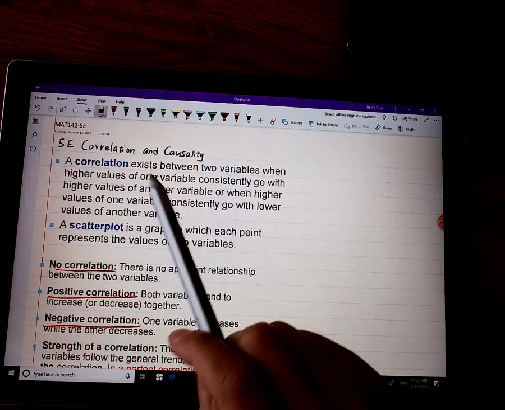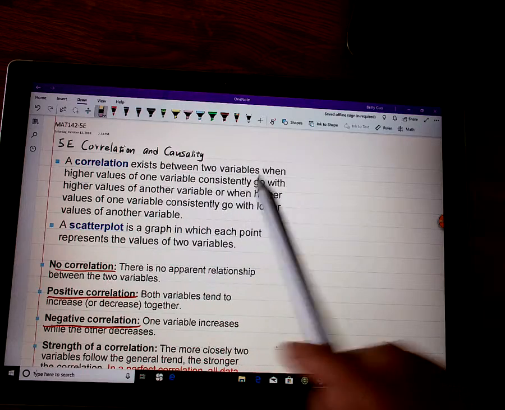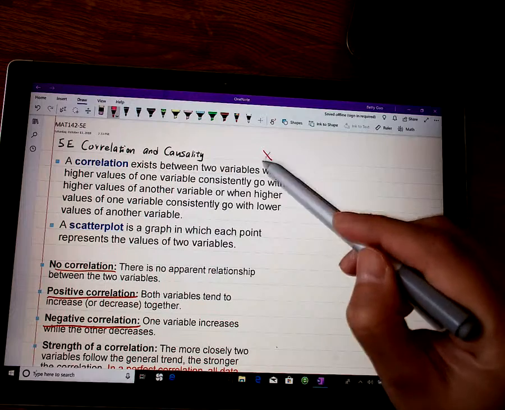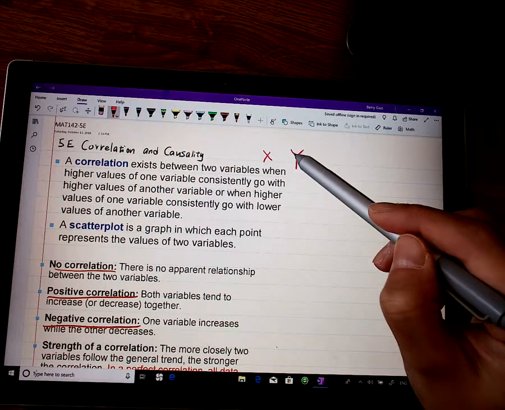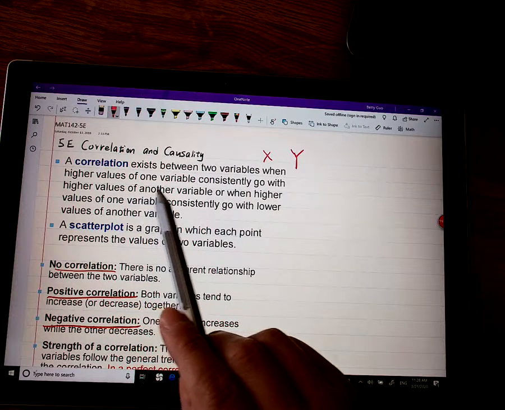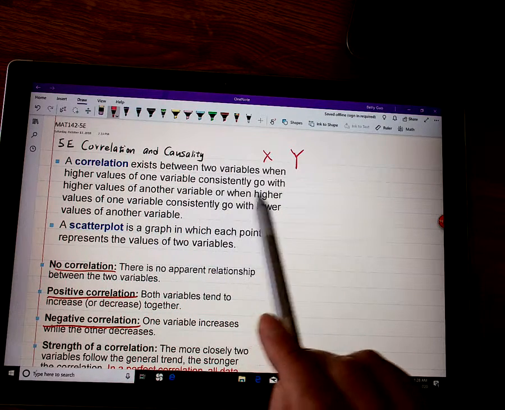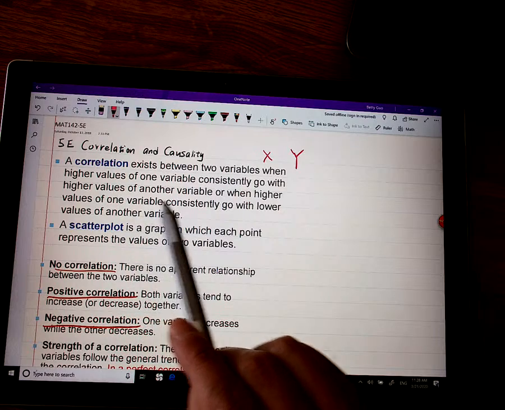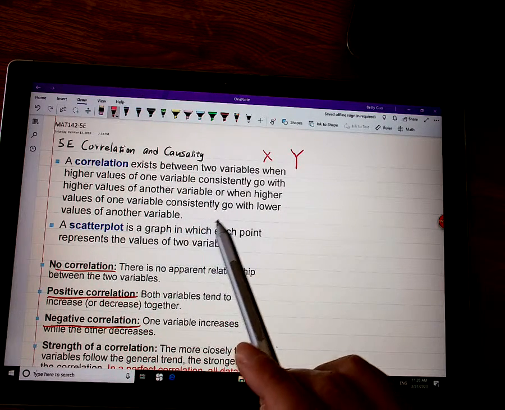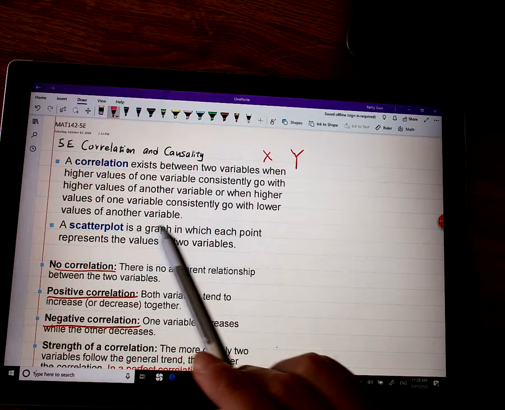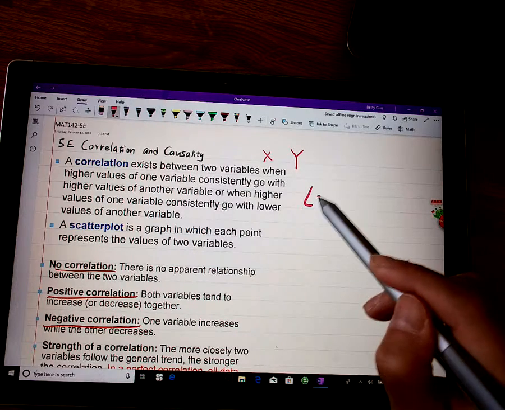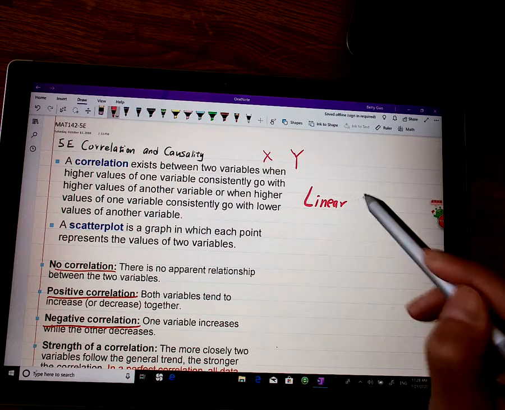A correlation exists between two variables, let's say variable x and y, when higher values of one variable consistently go with higher values of another variable, or when higher values of one variable consistently go with lower values of another variable. Again, here by correlation we mean linear correlation.